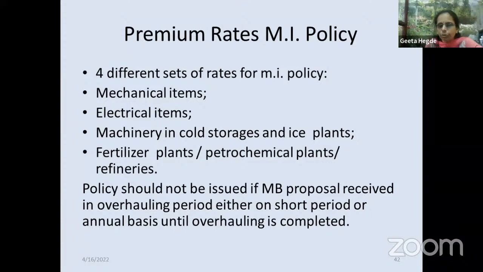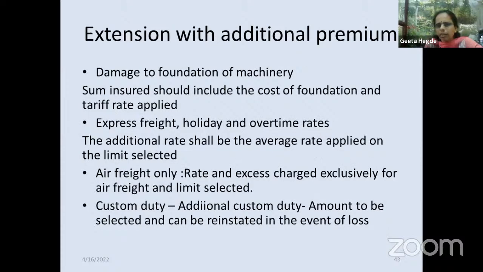Policy should not be issued if the MB proposal is received only in the overhauling period, either on short period or annual basis. We can wait till the overhauling is completed. So though it is covered in between the policy, it is not covered for starting the policy. The extensions available are to the foundation of machinery. So the foundation of machinery also should be covered in the sum insured, not only the cost of the machinery. Sum insured should include the cost of foundation and tariff rate applied.